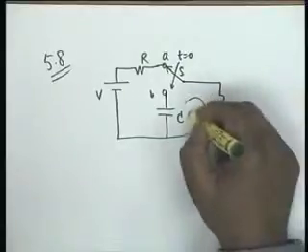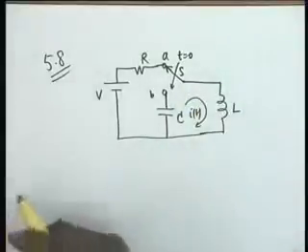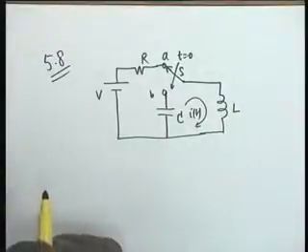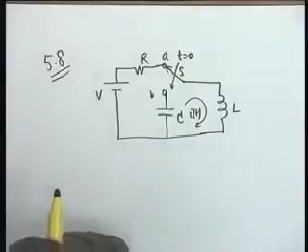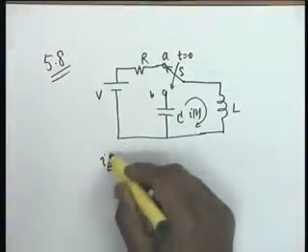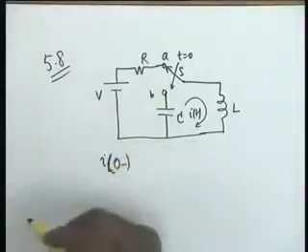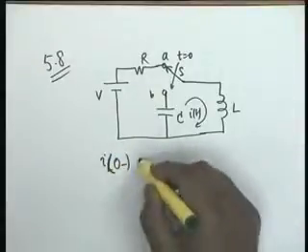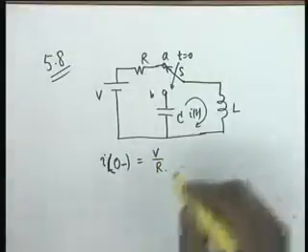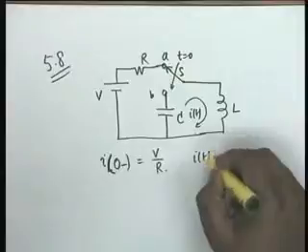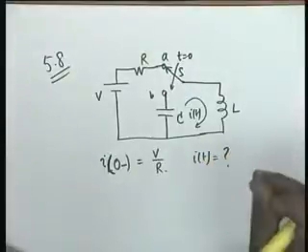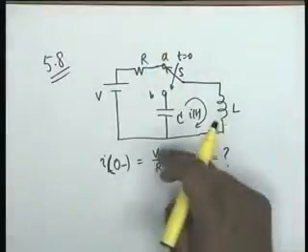This current is I of t. This is the circuit, and the conditions of the problem are: before the switch moves from A to B, steady state condition prevailed, and therefore I of 0 minus is simply equal to V by R. Agreed. Then you have to find out the current I of t, obviously for t greater than or equal to 0 plus.